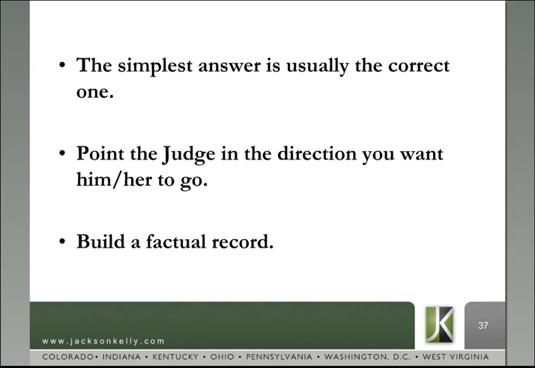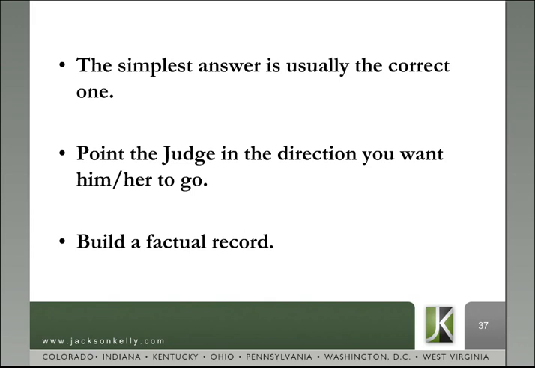And some last things about proceeding to hearing. I took this first point from an article written by one of the administrative law judges, Judge Manning, that he wrote a few years ago about how to present a case. Judge Manning's comment was, the simplest answer is usually the correct one. Again, these cases are fact-driven. If you have the facts and you're not making assumptions, you can usually point to the simple answer. Point the judge in the direction you want him or her to go. Don't leave that up to their imagination.